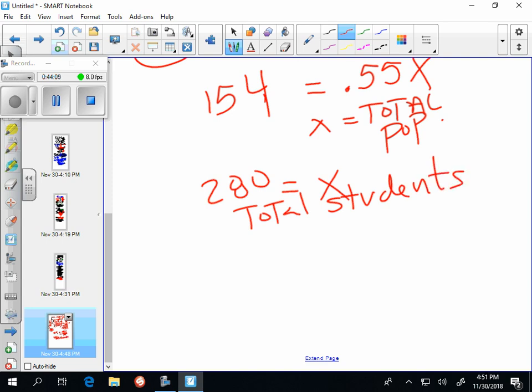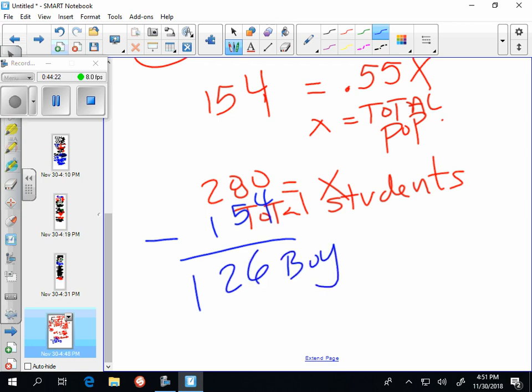Well, we said that 154 of these total students were girls. So how many boys do we have? I get 126 boys. And that's choice G. G for number 20. Okay?